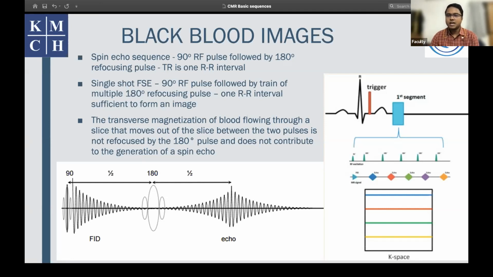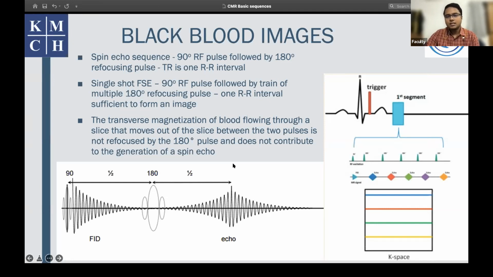The problem with multiple RR intervals is that the patient has to hold their breath over that period of time for you to get a motion-free image. So in this one, the image is obtained in a single RR interval. So no breath holding is necessary for this particular sequence.